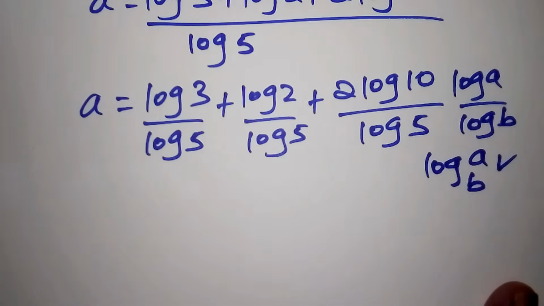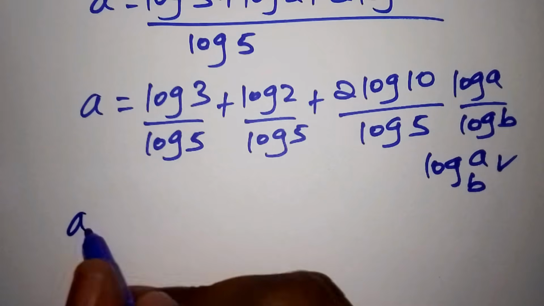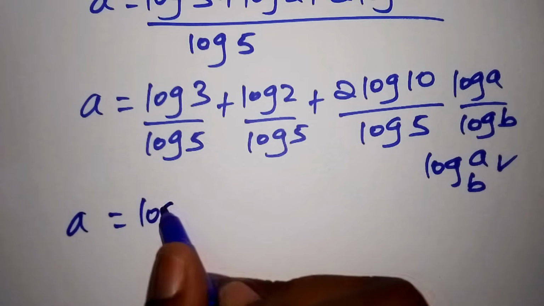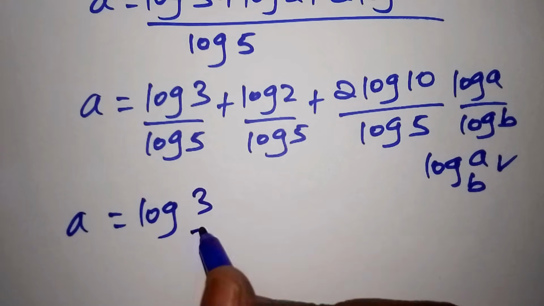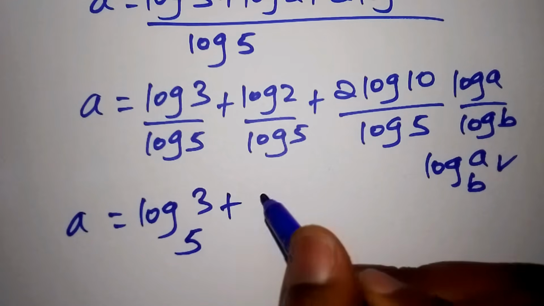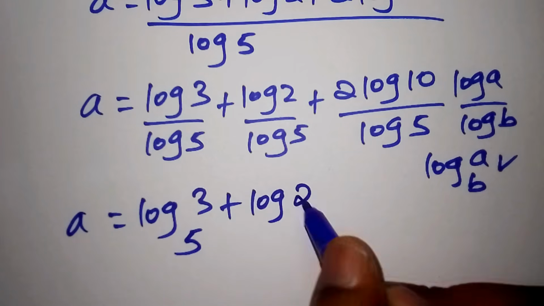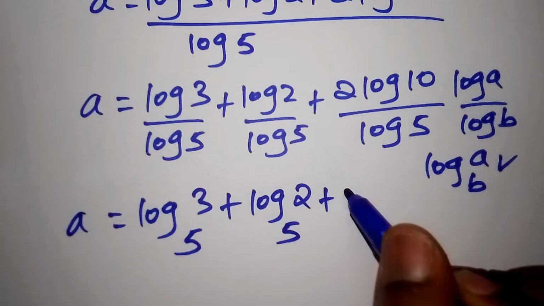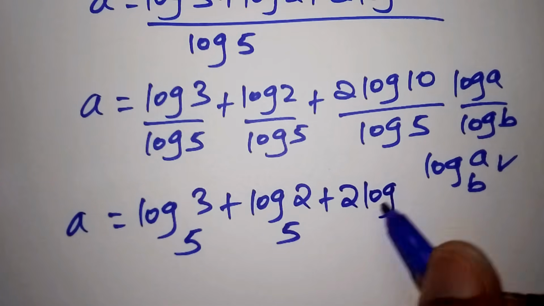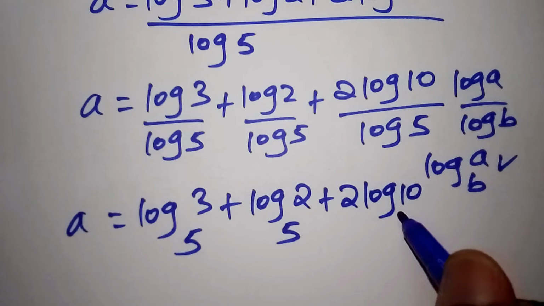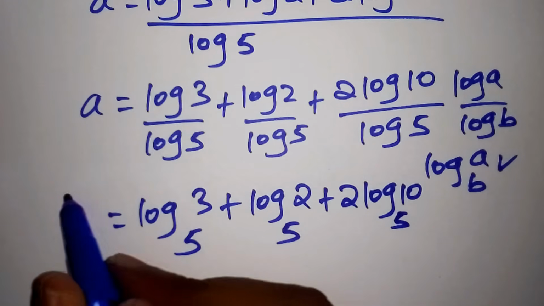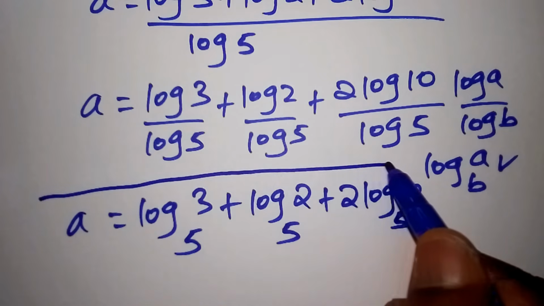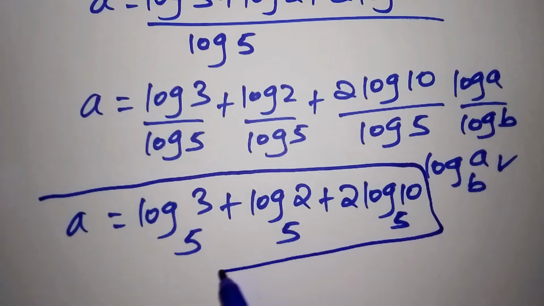So here now the value for a shall be equals to the log of 3 to the base of 5, plus the log of 2 to the base of 5, plus 2 times the log of 10 to the base of 5. So this one now qualifies to be our most correct and the best answer.